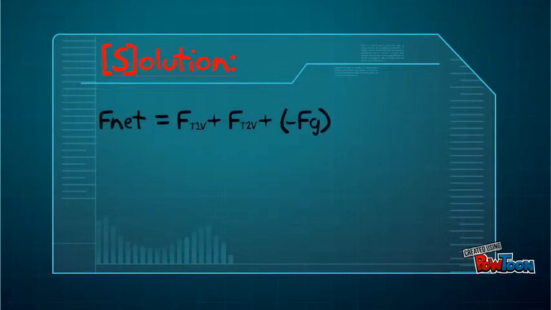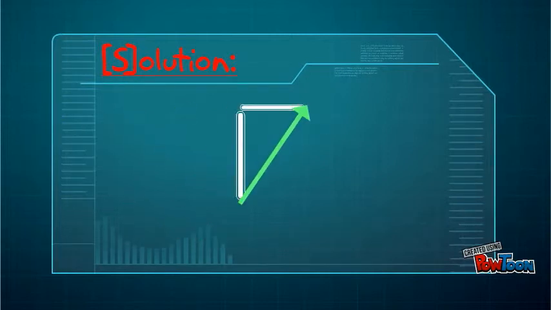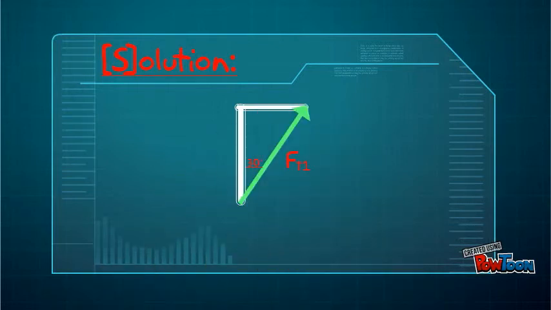Looking at our free body diagram, we can see that the net force is the sum of the two vertical components of the tension minus the force of gravity. This notation is for the vertical component of the force of tension. To find the vertical component, we draw a vector diagram. And using trigonometry, we see that the vertical component is equal to force of tension times the cosine of 30.